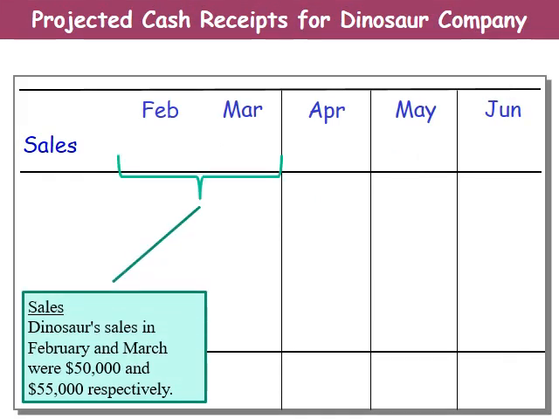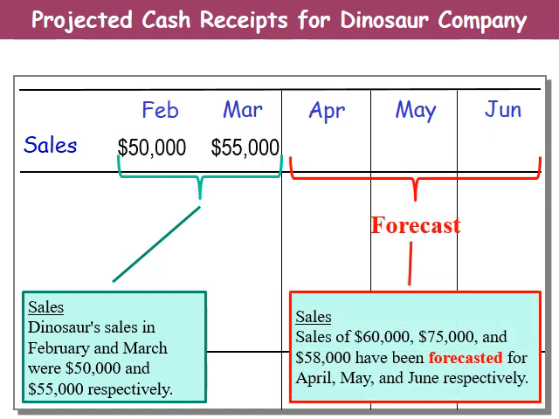taken from the question. Under sales, Dinosaur's sales in February and March were 50K and 55K respectively. Taken from the question again, sales of 60K, 75K and 58K have been forecast for April, May and June respectively.